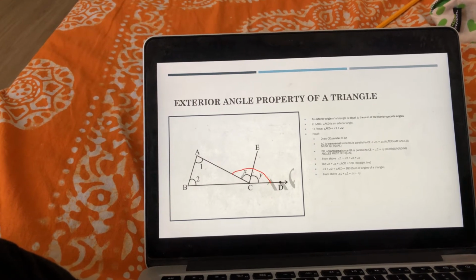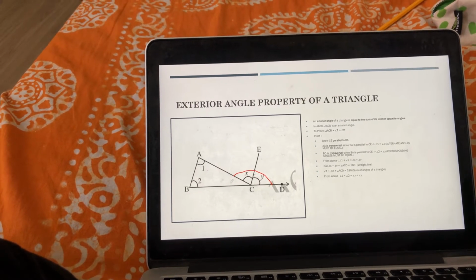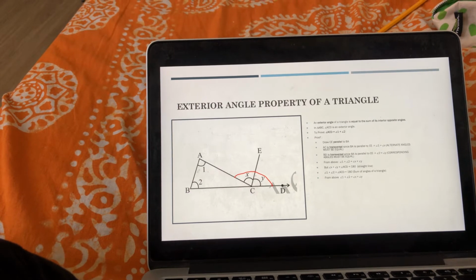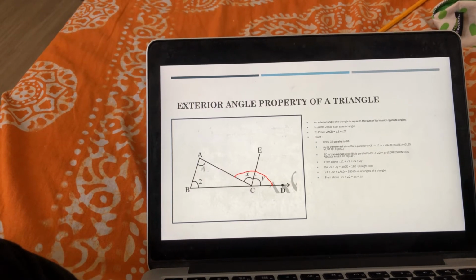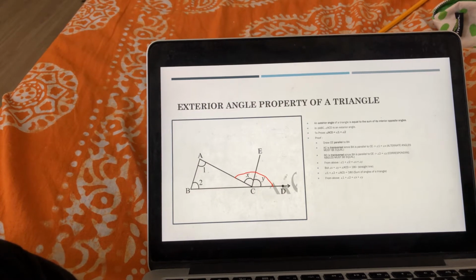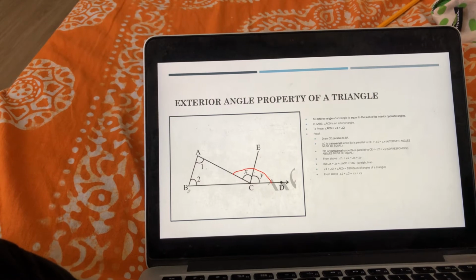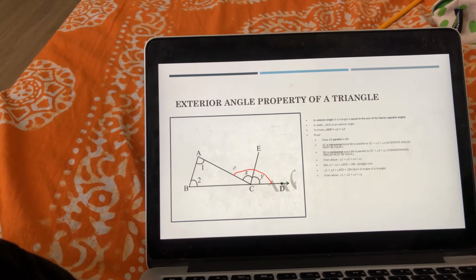So this is the exterior angle. The angles that are opposite to it are these two. So this is the exterior angle, these two are the interior angles. The sum of the opposite two interior angles must be equal to the exterior angle. Let's prove that. So we have only this angle.